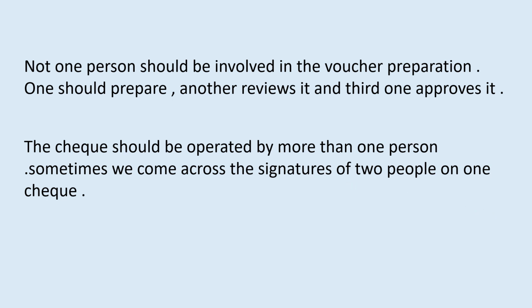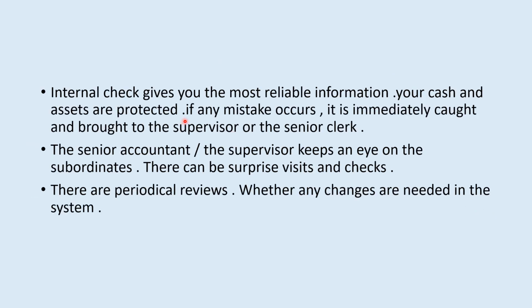Next, internal check gives you the most reliable information. Your cash and your assets are protected. If any mistake occurs, it is immediately caught and brought to the supervisor or the senior clerk. First of all, the mistake is immediately caught. Secondly, it is immediately rectified. Sometimes the mistake is caught after a period of a month and it is very difficult to rectify that mistake. But if you catch the mistake immediately, you can immediately rectify it.